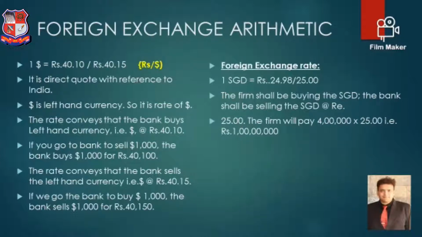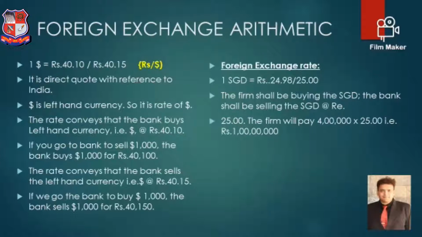But the most important thing which we need to first understand in this session is which is the home currency and which is the foreign currency. Now see over here, $1, and rupees are given, that is $1 equals 40 point something. If you want to sell $1 to the bank, the bank will buy at 40.10, and if you want to buy $1 from the bank, the bank will sell it to you at 40.15. So the left hand side currency is considered as the foreign currency, and the right hand side currency is considered as the home currency, right?